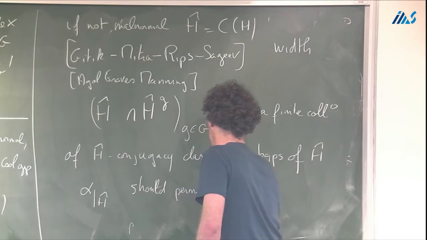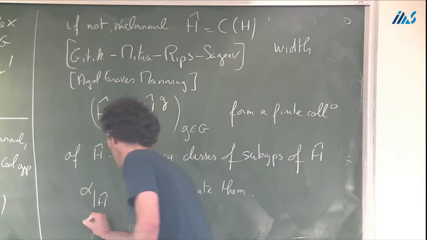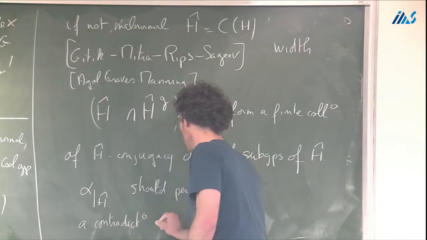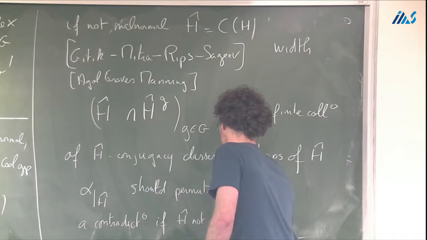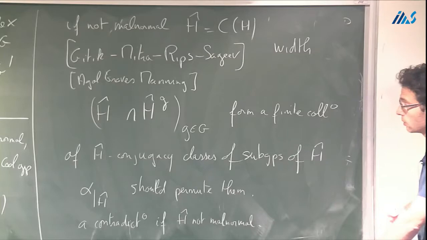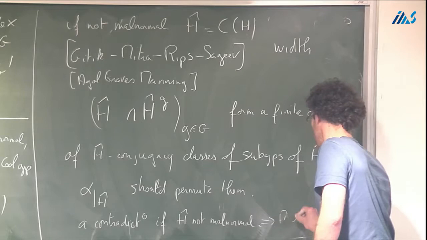Okay, and that's a contradiction, well, a contradiction if it's not malnormal. And so you get that H hat itself is malnormal and it's a free product, a free factor. By the argument that's here.